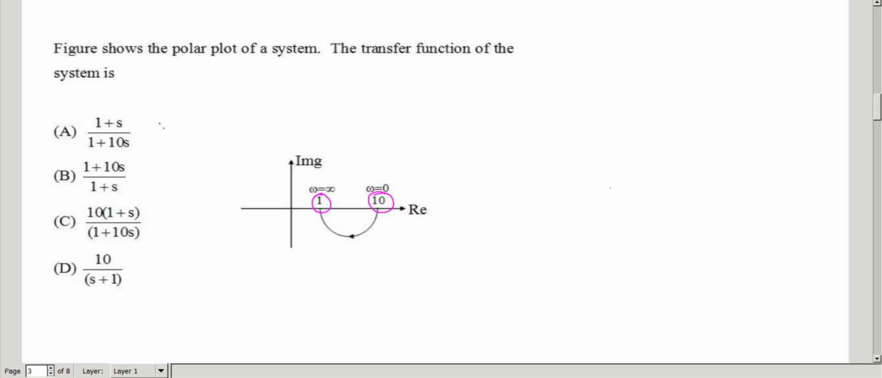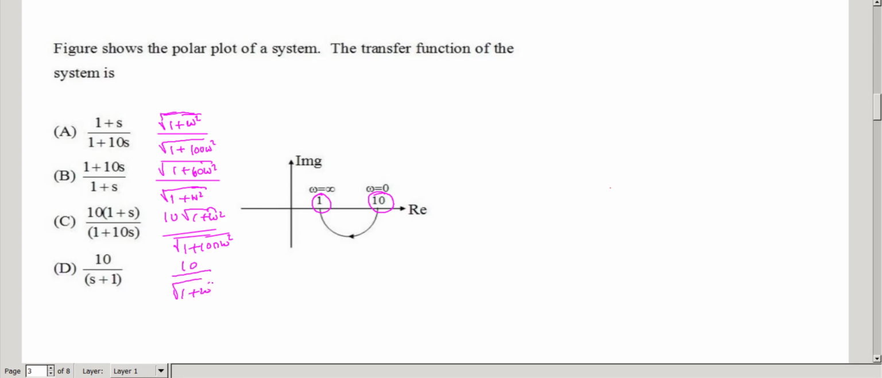Simply I shall take root of 1 plus omega square. Check the options. 1 plus omega square magnitude, root of 1 plus 100 omega square. Similarly 1 plus 10 omega square, root of 100 omega square, 1 plus omega square. 10 into root of 1 plus omega square, root of 1 plus 100 omega square. 10 by root of 1 plus omega square.